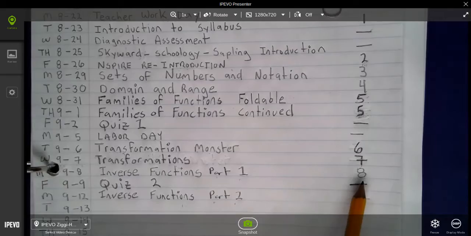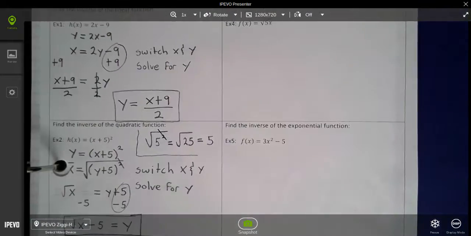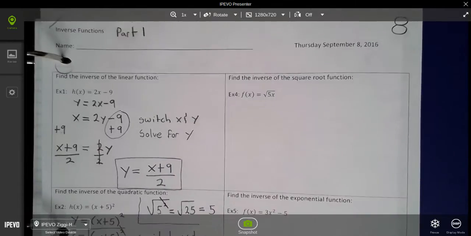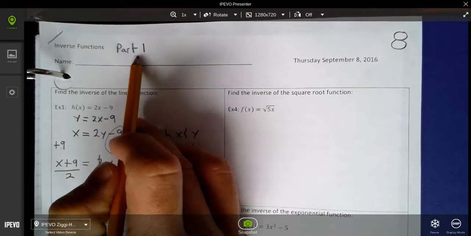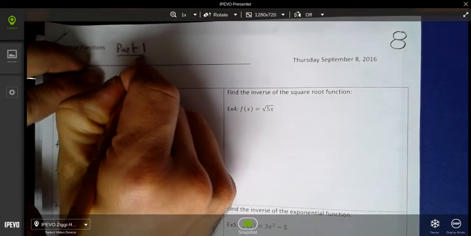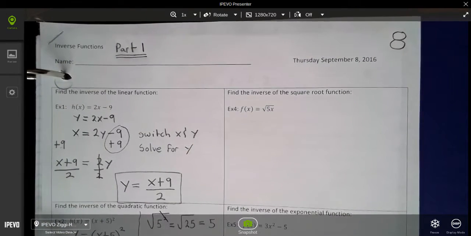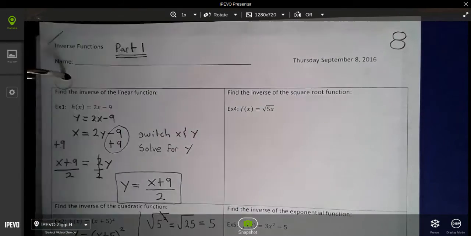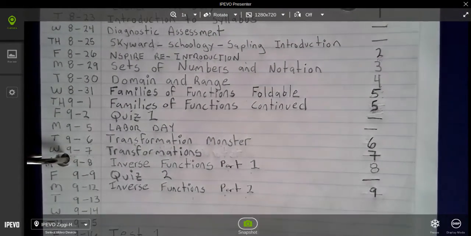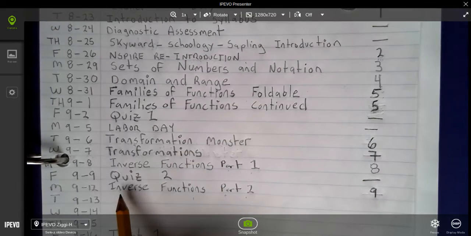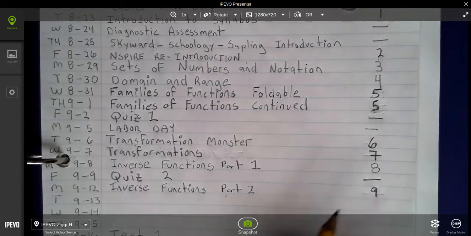So first off, go to page 8. And at the top of inverse functions, where your examples are, put part 1. Okay, now let's go back to our table of contents. All right, so our examples are going to be inverse functions part 2 on 9. Okay, so let's put this aside.